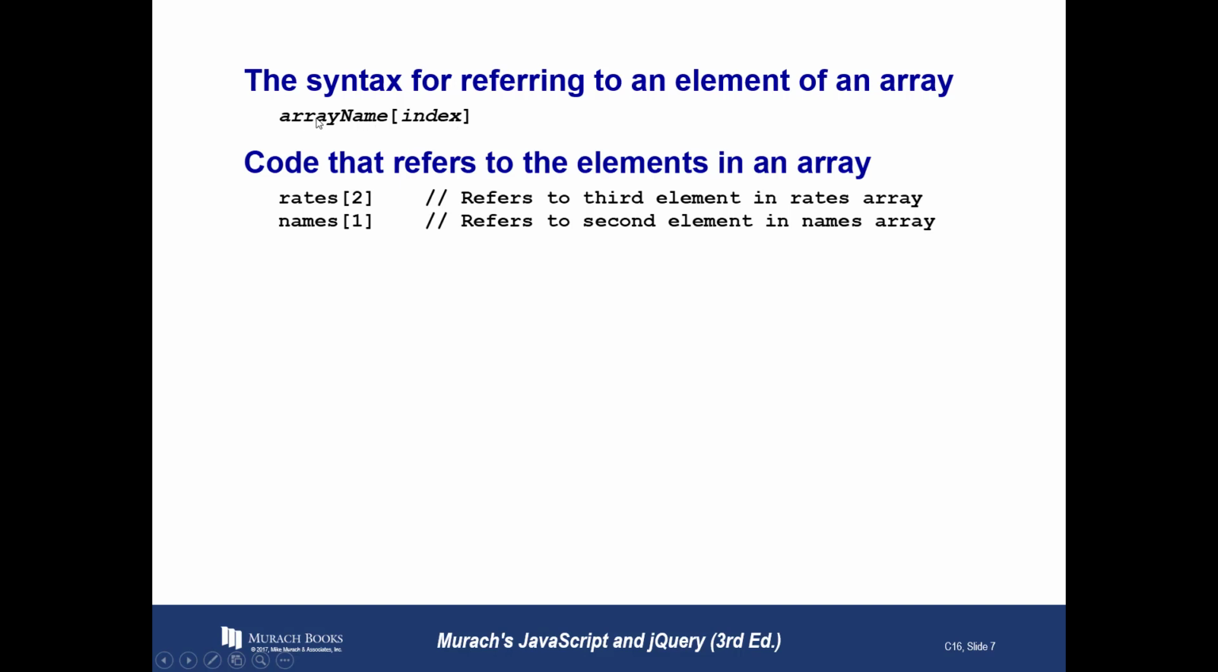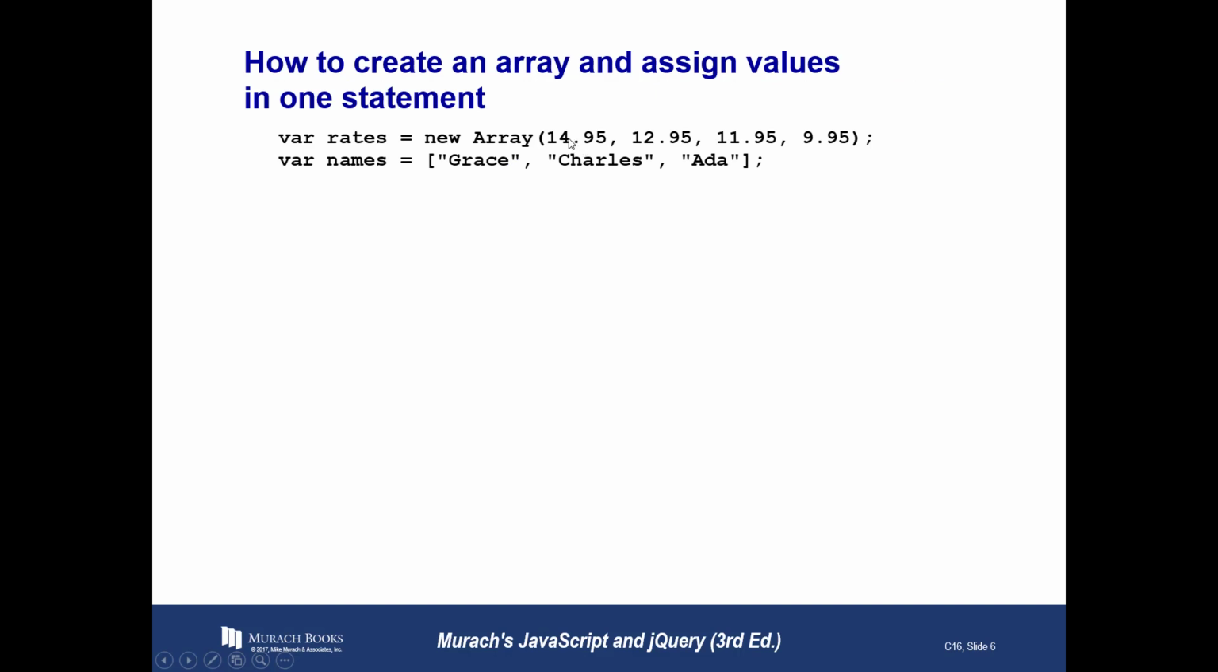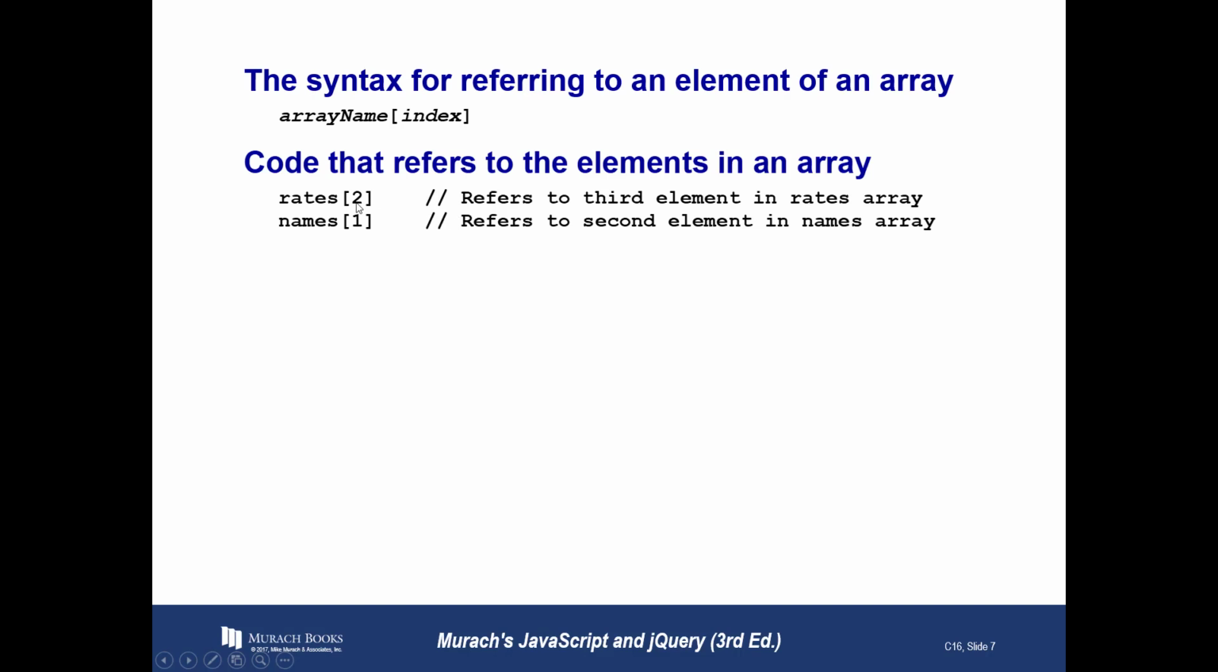When you refer to an element or a piece of the array, you give the name of the array and then in brackets the index. That's the number between the brackets, starting at 0. So in this case, it would be 0, 1, 2, 3. There's 4 elements. And here it's 0, 1, 2. There's 3 elements. So using this subscript 2 refers to the third element, 0, 1, 2. Using this refers to the second element, 0, 1.